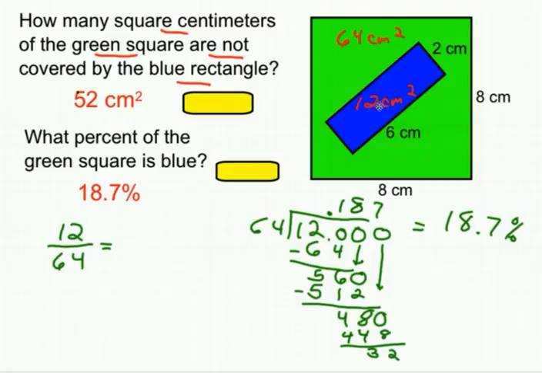All right? And so when they ask us what percent of the green square, how much of this big square is blue, we take the square centimeters of the blue square and the square centimeters of the green square, and we find that percentage.